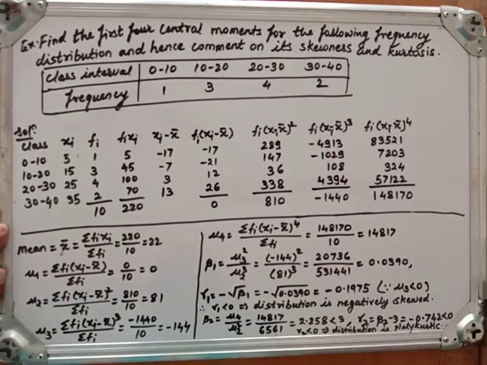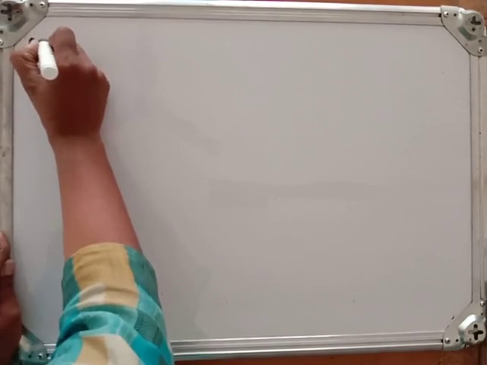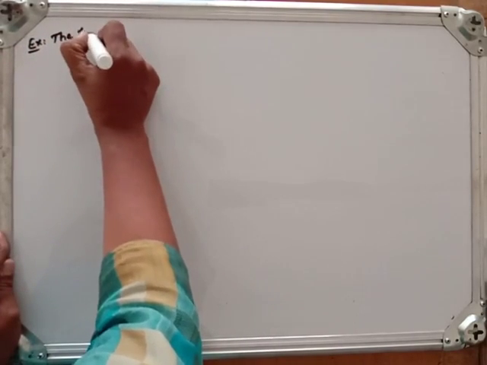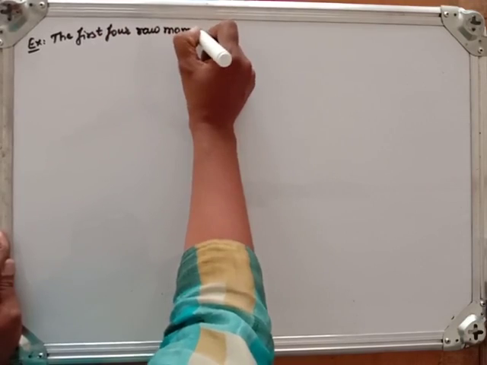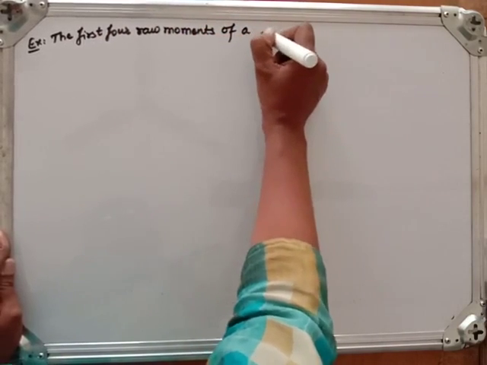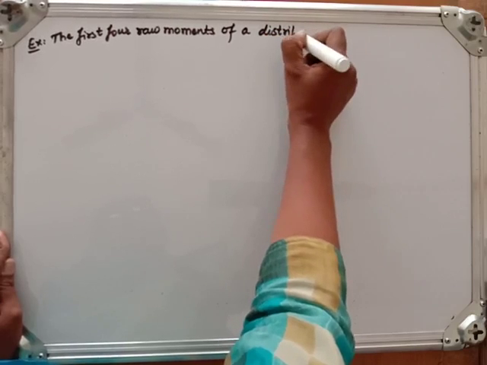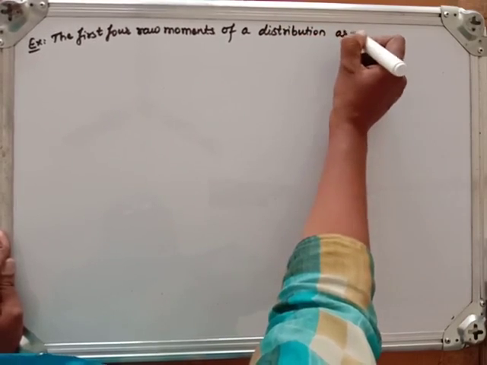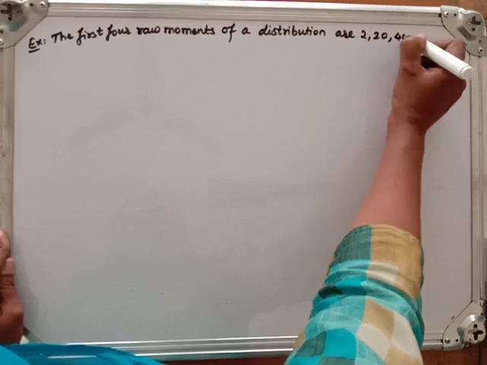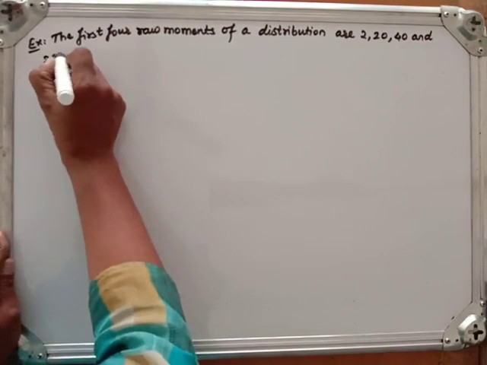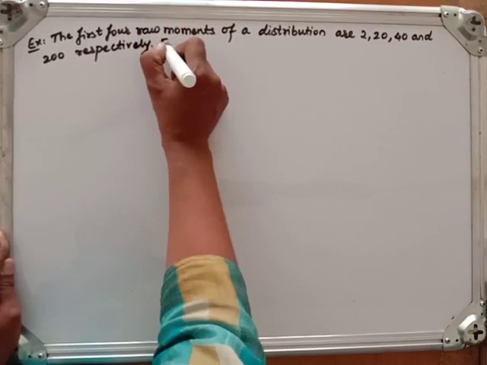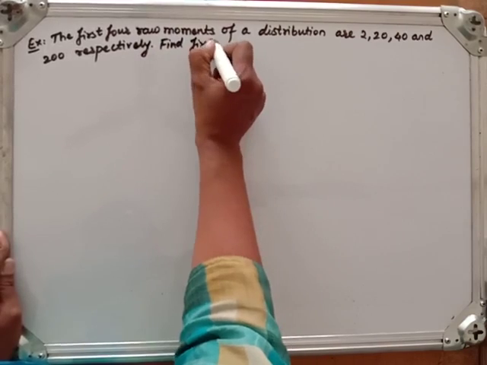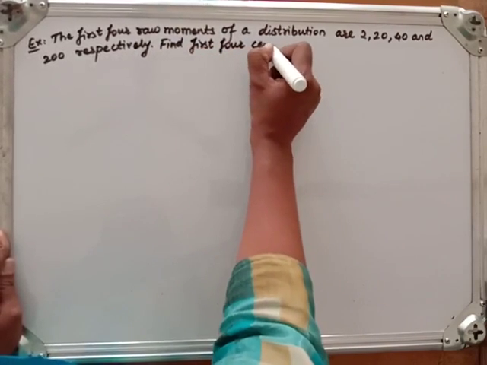As such, this problem will be solved. Now let us take the next one. The first 4 raw moments of a distribution are 2, 20, 40 and 200 respectively. Find the first 4 central moments.